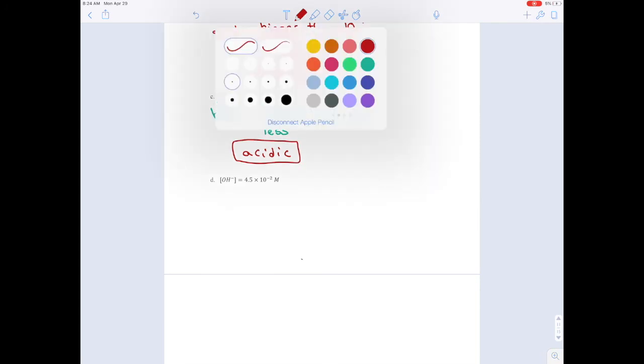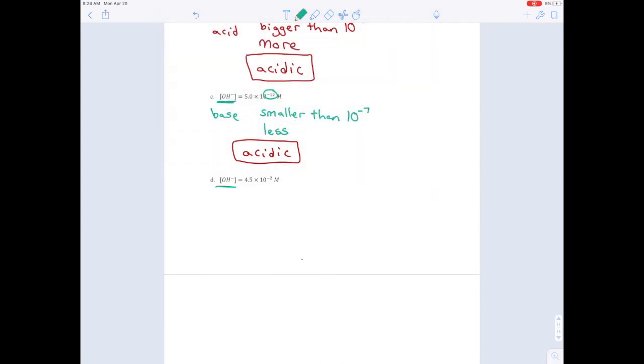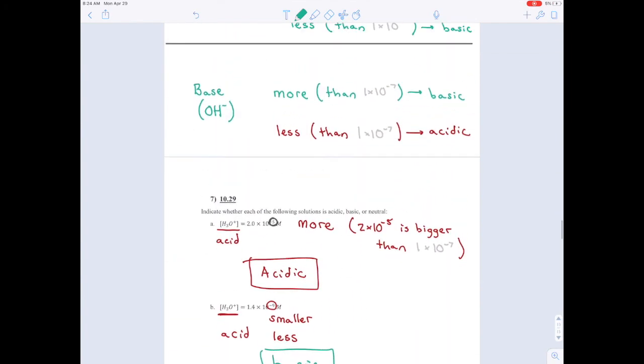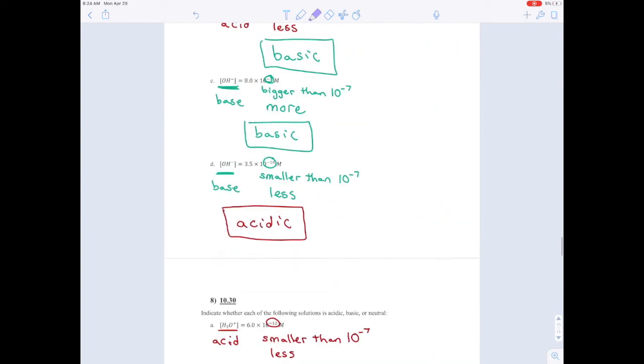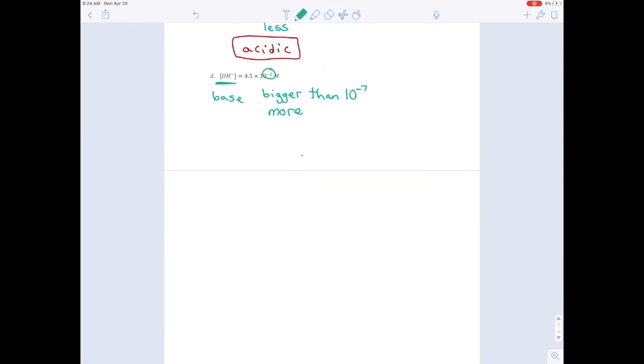All right, for D. First, are they giving us an acid or a base? They give us OH minus, that means we're dealing with a base. Second, is the number they're giving us bigger or smaller than 10 to the negative 7? The exponent there is negative 2, that means we're going to have fewer zeros in front of this, which means it's going to be bigger than 10 to the negative 7. If it's bigger than 10 to the negative 7, that means we're going to have more base. If we have more base than neutral, then the solution is basic. So here, for D, the solution is basic.